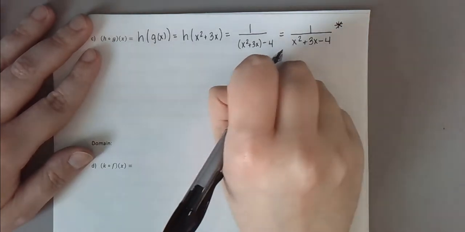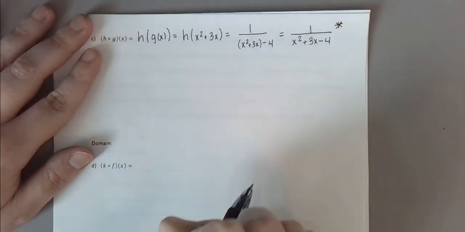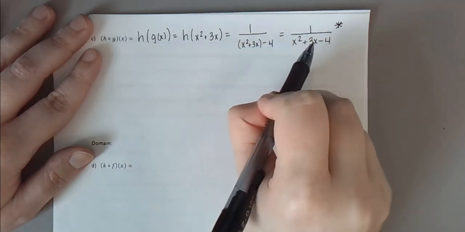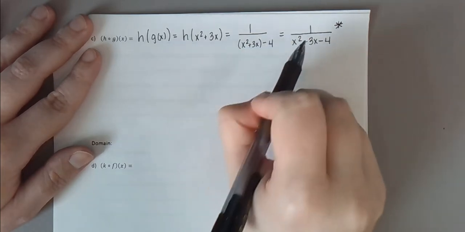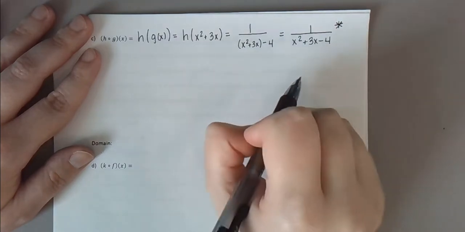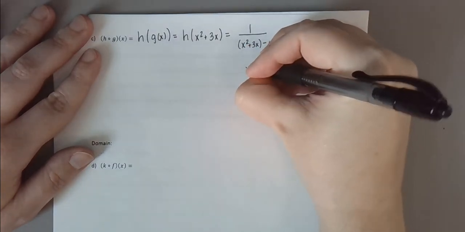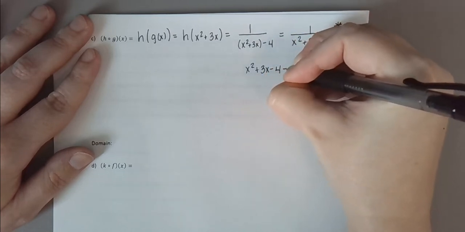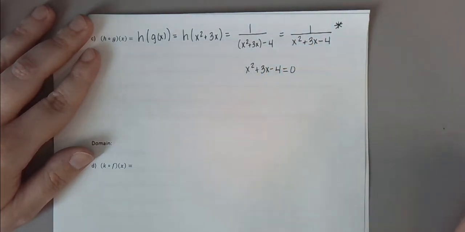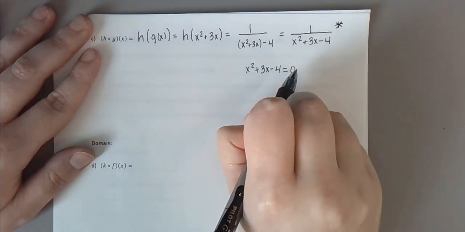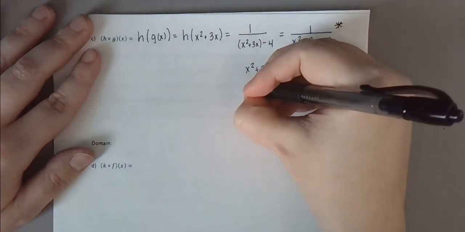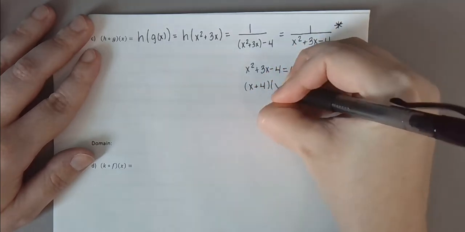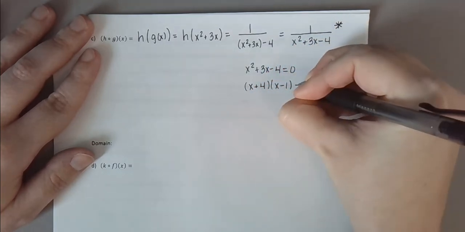We need to restrict any x values that would make this denominator 0. Well, it's not going to be as simple to just look at it and determine what x value or values would make this denominator 0. So we do need to take that extra step of taking our denominator and then setting it equal to 0 and solving for those excluded values. So we have a quadratic equation. This can be factored. So it's going to factor as x plus 4 times x minus 1.